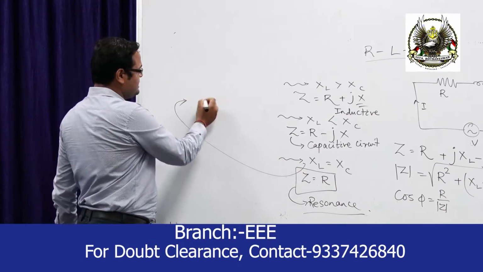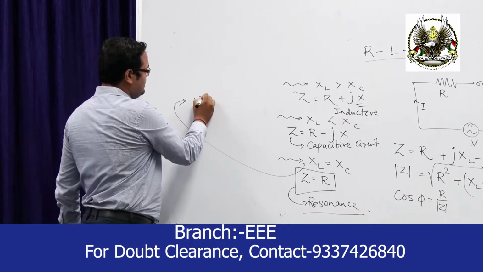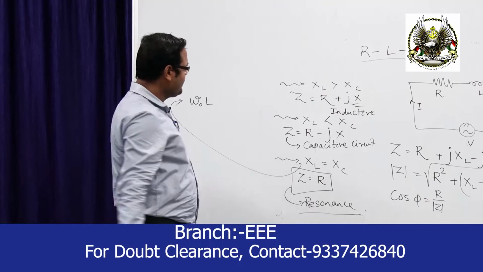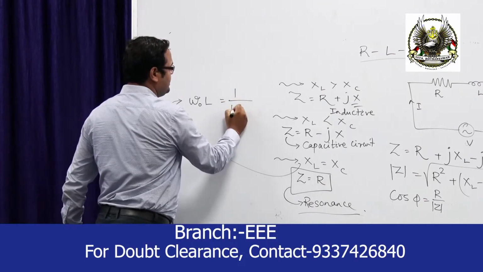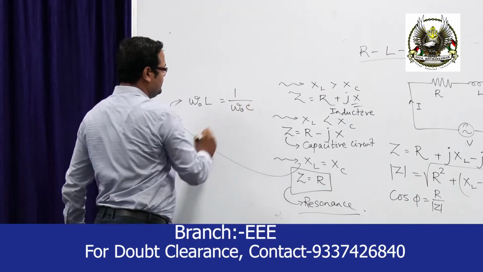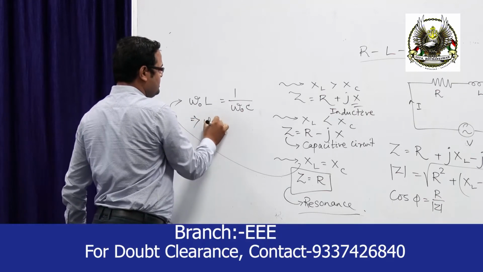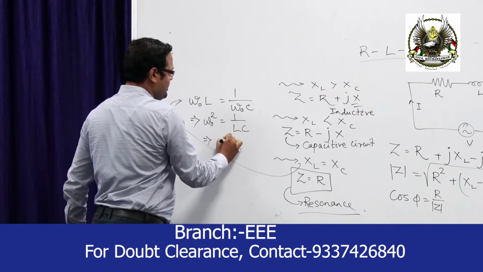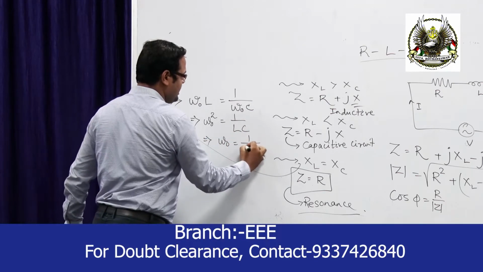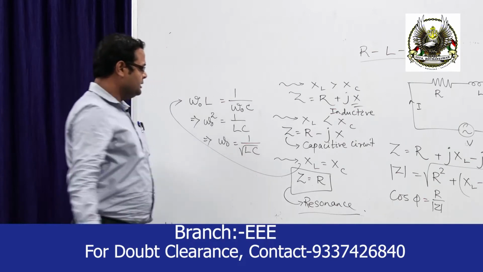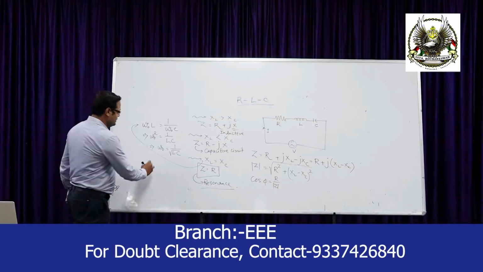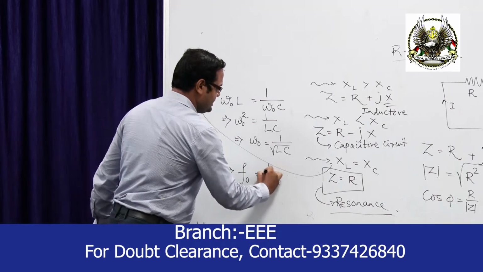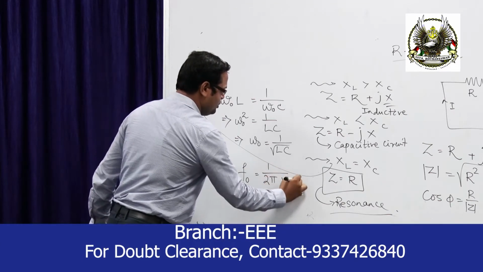That is when your XL is equal to XC. Suppose let us take the omega as omega 0. XL is equal to omega 0 L, as you know, and XC is equal to 1 divided by omega 0 C. So, omega 0 square is equal to 1 by L C, or omega 0 is equal to root over 1 by L C. So, this is the expression for your resonating frequency. From this we can find f0, the resonating frequency, that is equal to 1 divided by 2 pi root over L C.